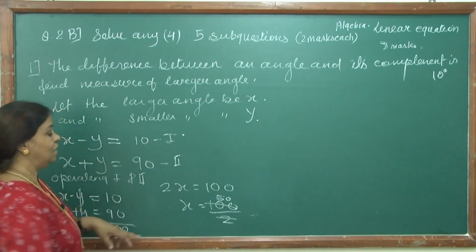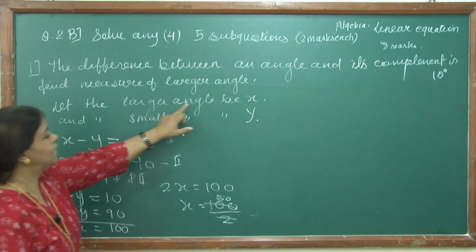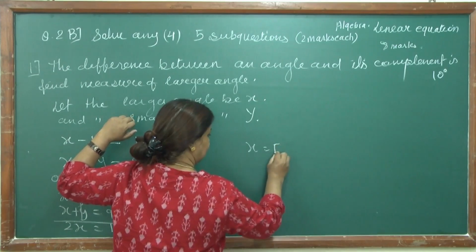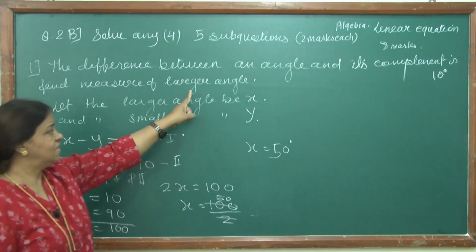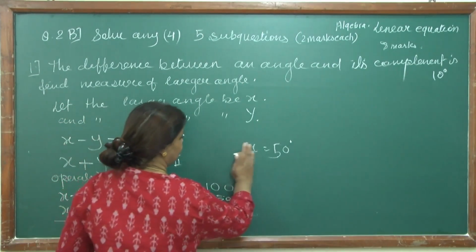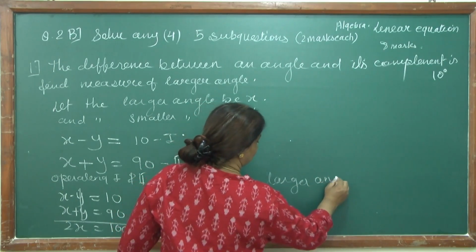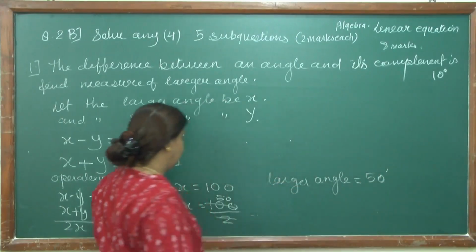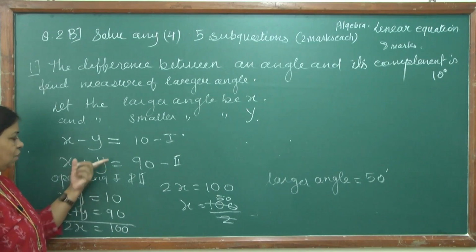So I got the x value, the larger angle value. Let the larger angle be x. So I got x is equal to 50 degree. They have asked only the larger angle. So this finishes your answer. So at the end you should write down larger angle is equal to 50 degree.